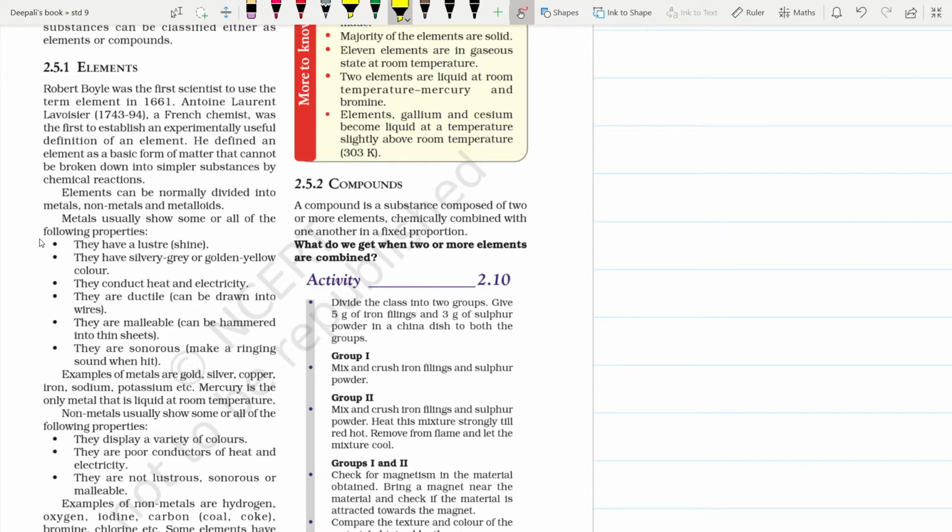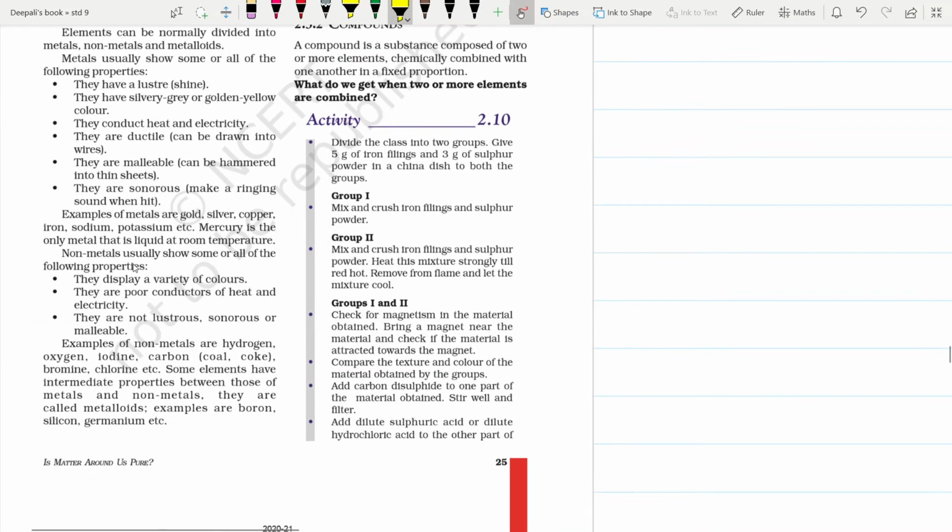Metallic properties are usually as below. Metals usually show some or all of the following properties. They are lustrous, meaning shining, like the silver coin or aluminum metal. They have silvery gray or golden yellow color. They conduct heat and electricity. They are ductile, meaning they can be drawn into wires. You must have seen wires made of aluminum, copper, steel, etc.